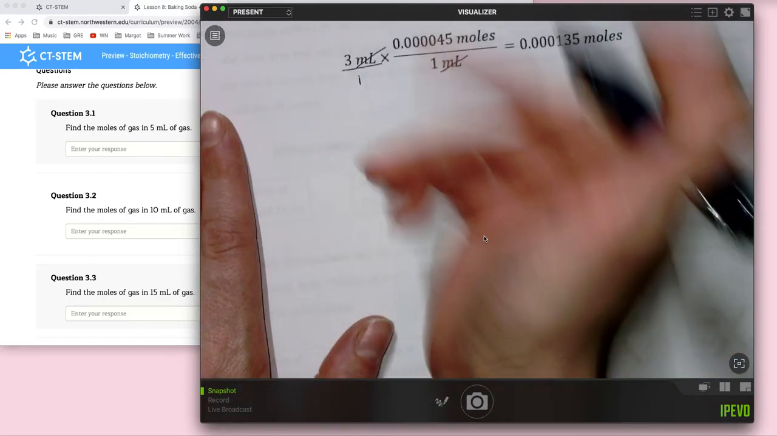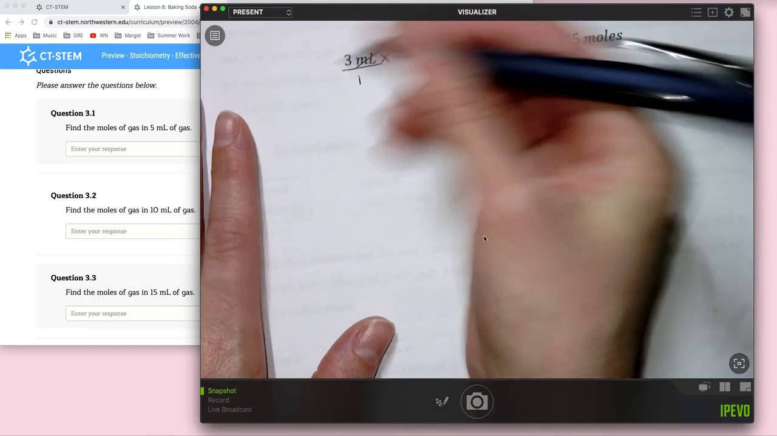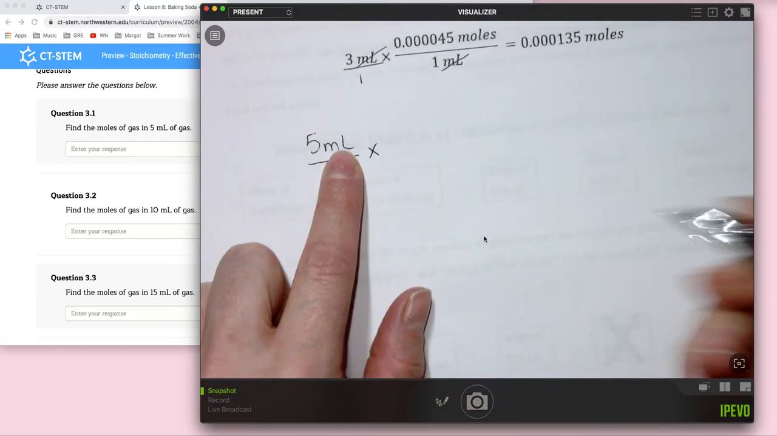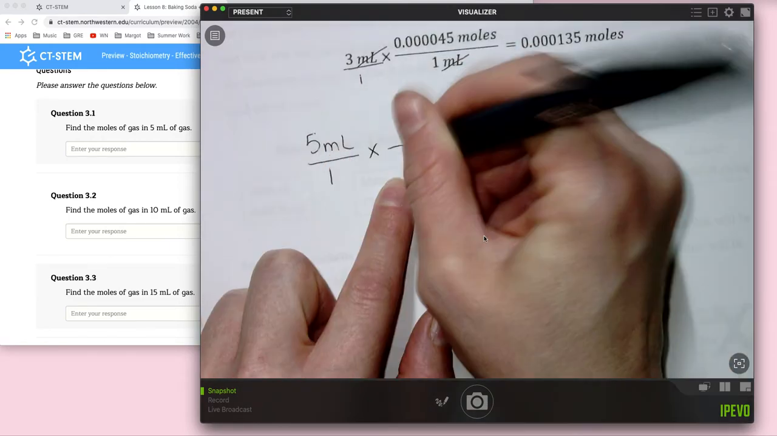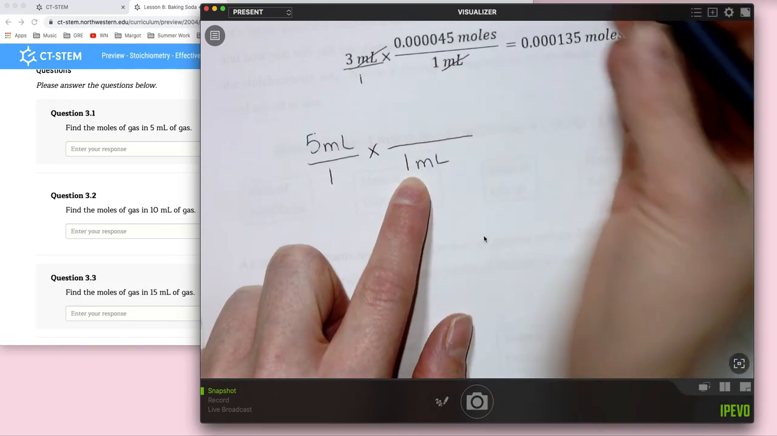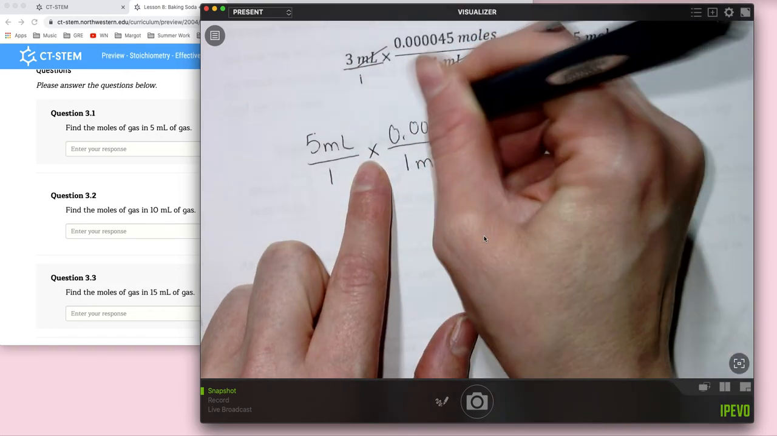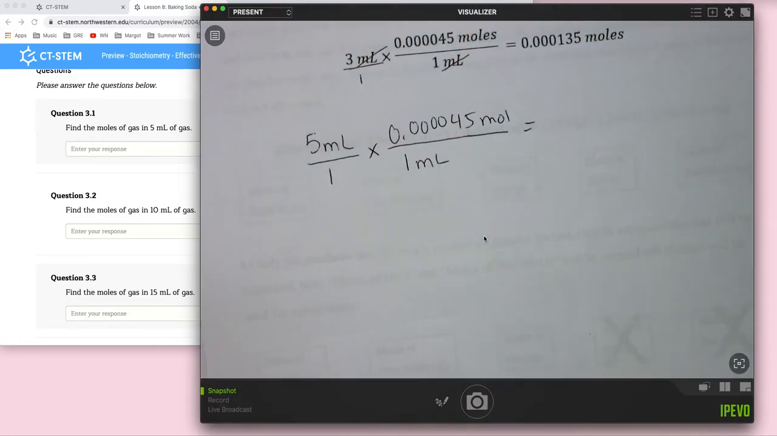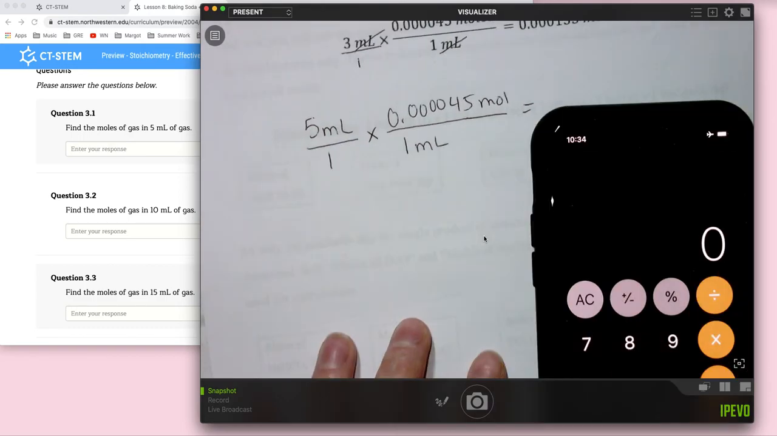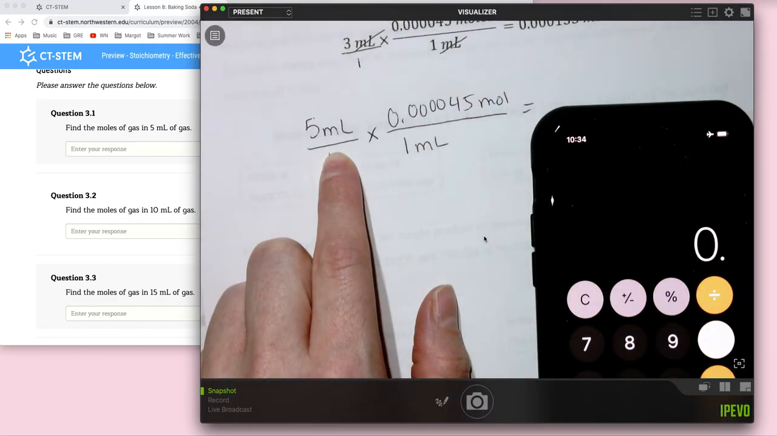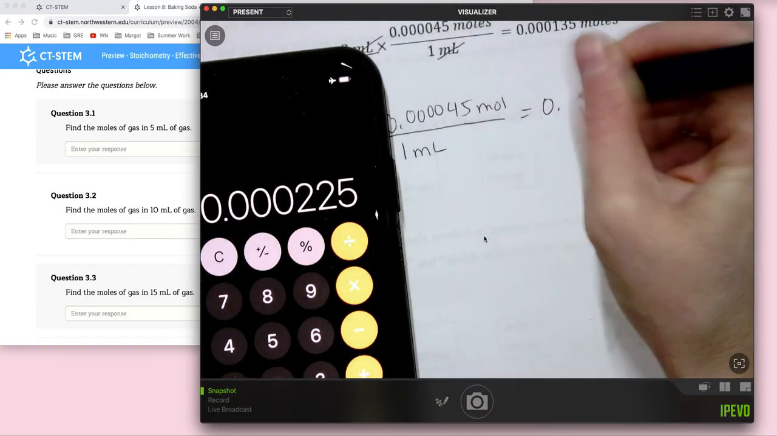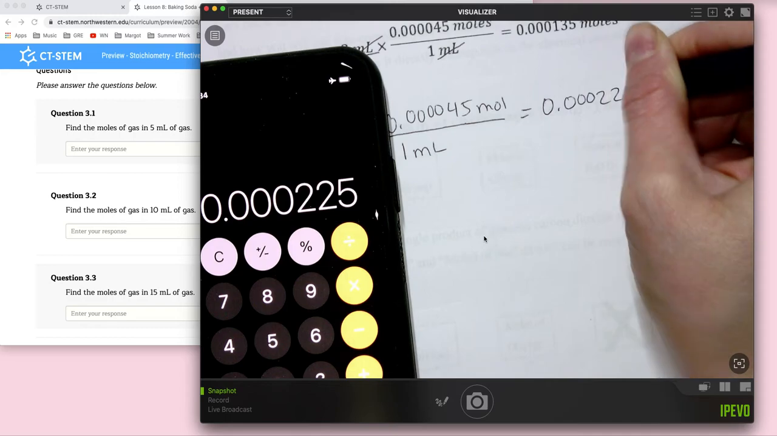So for this next one, we are given 5 mils of gas, so over 1. Milliliter is at the top, so milliliter is at the bottom. And 1 milliliter is equal to 0.123445 mole. Okay, so then just using the calculator, 5 times 0.123445, and we end up getting 0.617225 mole.